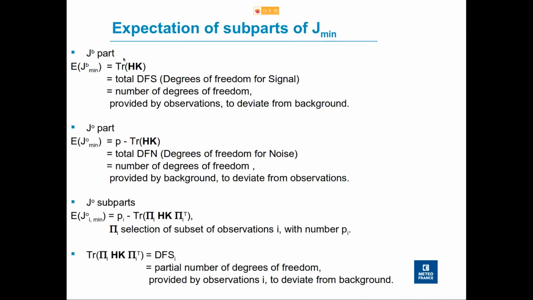It is also possible to derive the expectation of the subparts of J-mean. For the JB part, it can be shown that the expectation is the trace of HK, which is the total DFS, that is, the degrees of freedom for signal. This is the number of degrees of freedom provided by observations to deviate from the background during the analysis step. And then we have a similar expression for the JO part and its subcomponents, which I will not detail here.